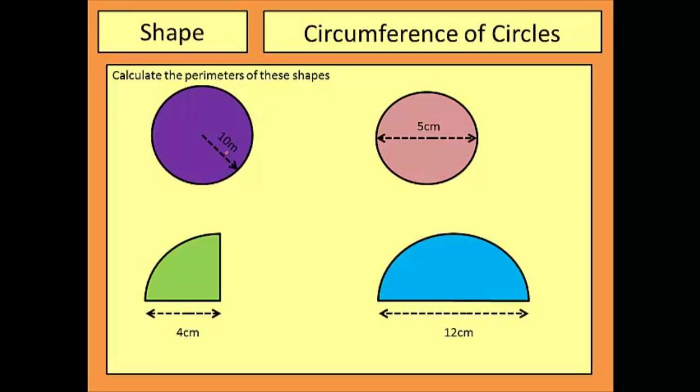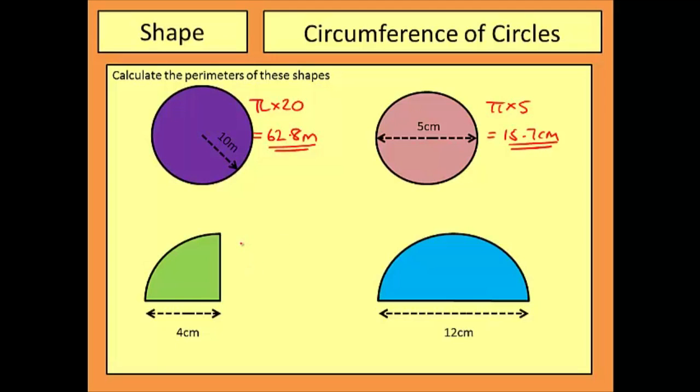Okay, in this one we're given a radius, so we're going to need to double that to get the diameter. So I get pi times 20 is my calculation, and for this one I actually get a circumference of 62.8 meters. In this second question I'm given the diameter, so I'm going to do pi times 5, and this is going to give me the circumference of this shape as 15.7 centimeters.